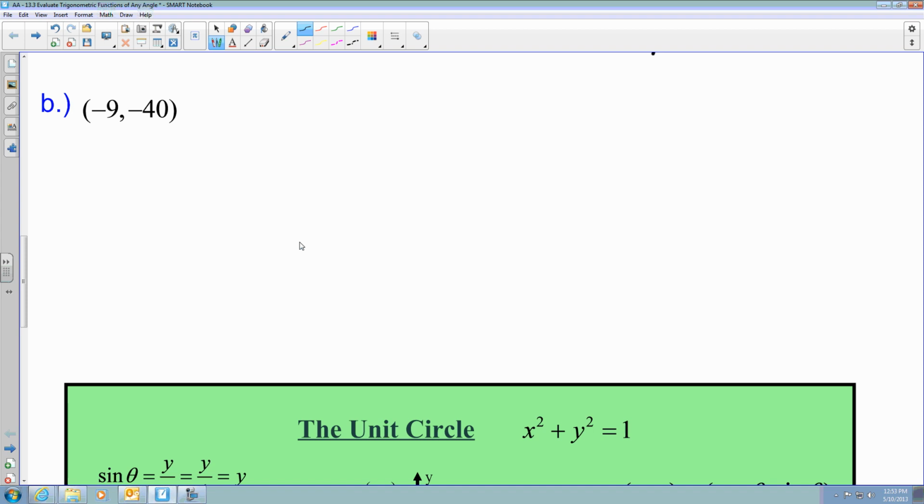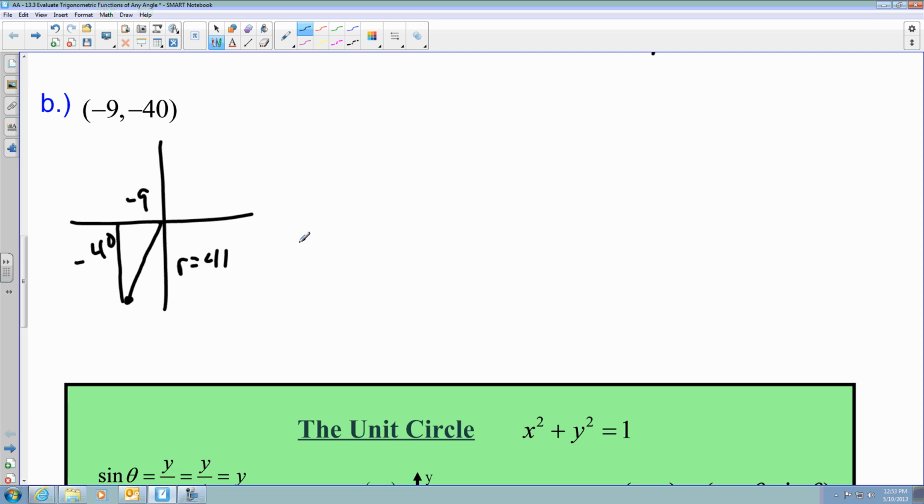Same thing goes for -9, -40. So if I were to make an XY chart here, I would have -9 going to the left, then -40 down. So it looks something kind of like this. Even though it's not to scale, this distance here would be the -9, and here would be the -40. So if I wanted to find what r was going to be in this particular case, I would say 40 squared, which is 1600, plus -9 squared, which is 81. Take the square root of this. My r, in this case, is going to give me 41.